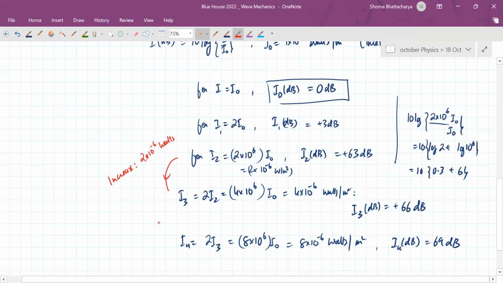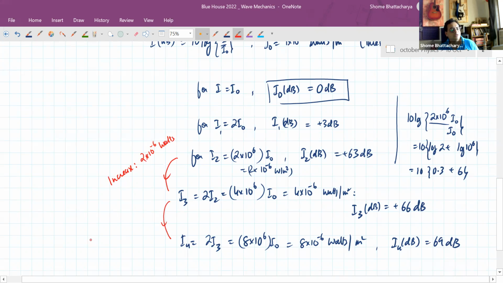And then when you're going from I3 to I4, the increase in watts per meter square is how much? The increase is 4 into 10 raised power minus 6 watts per meter square. You've gone from 4 to 8. But on the decibel scale, when you go from here to here, it is plus 3 dB. And then when you go from here to here also, it is plus 3 dB.